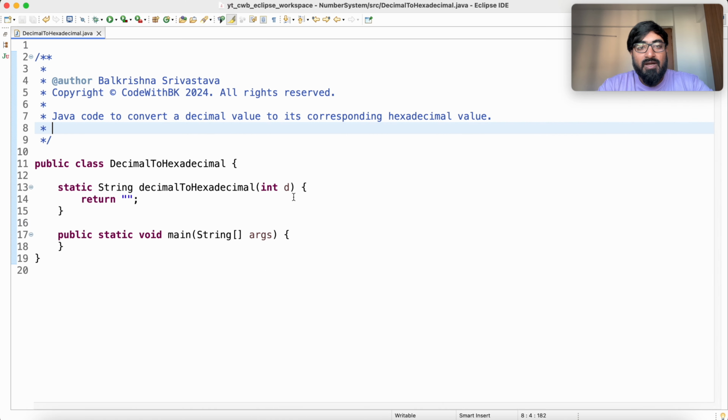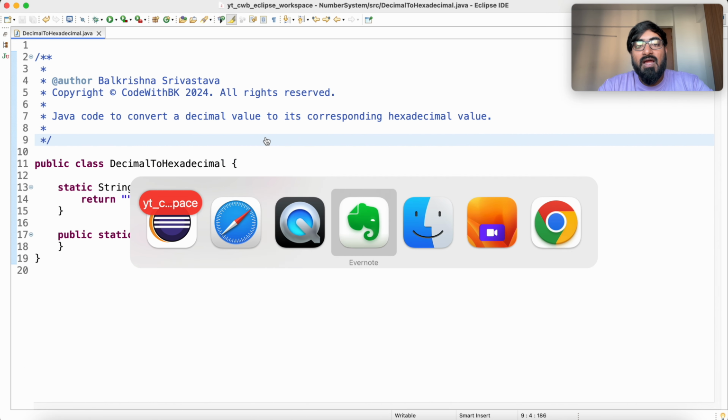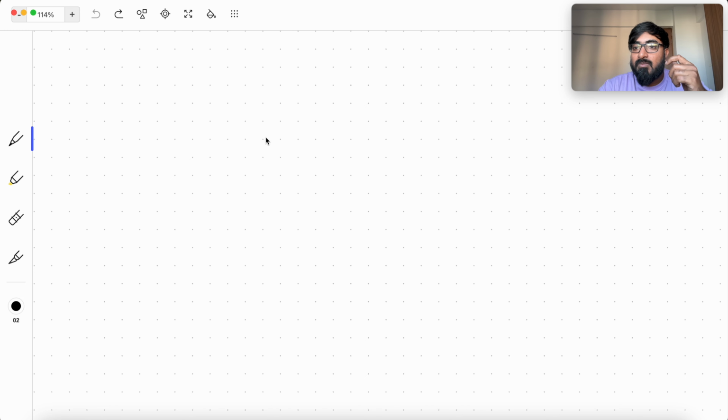Okay. All right. So we need to convert a decimal value to its corresponding hexadecimal value. And I am going to explain about the number systems first, what is decimal number system, hexadecimal system, and then I move on to the process of conversion and then coding it. So if you are aware about what these number systems are, you can directly skip on to the part where I do the conversion.